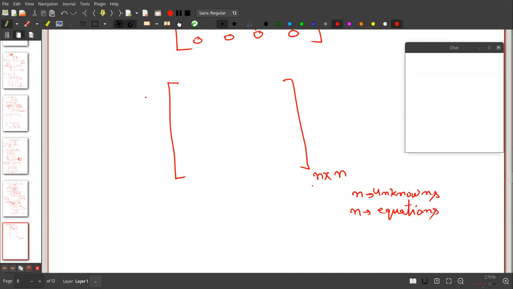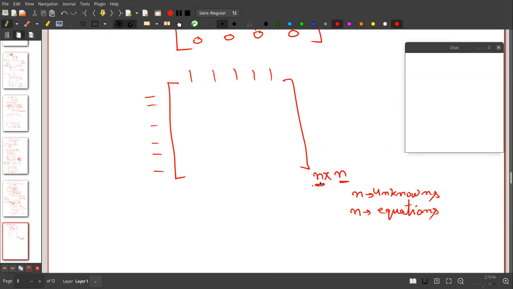So all these rows represent equations, how many equations we have. And all these columns represent the number of variables available, unknown variables available. So this n represents the number of equations, this n represents the number of unknown variables.